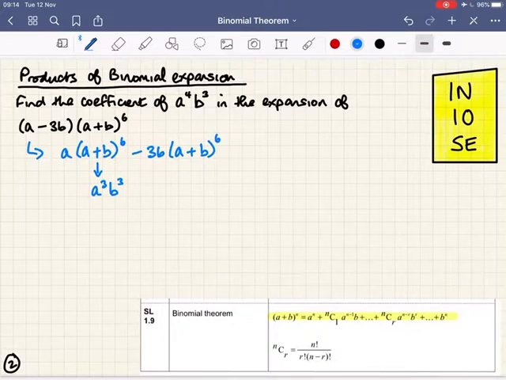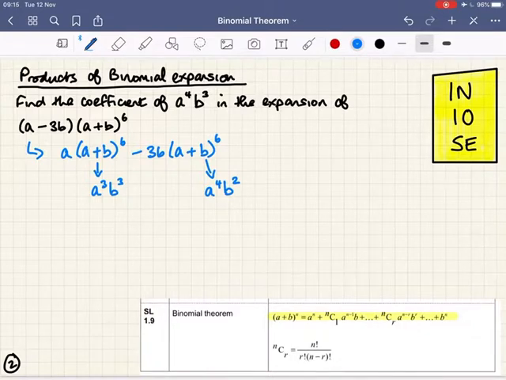And in this second expansion, I'm about to multiply by 3b. So I would want the term with a to the 4, b to the 2, because I'm going to multiply by b, which would make it then b cubed.